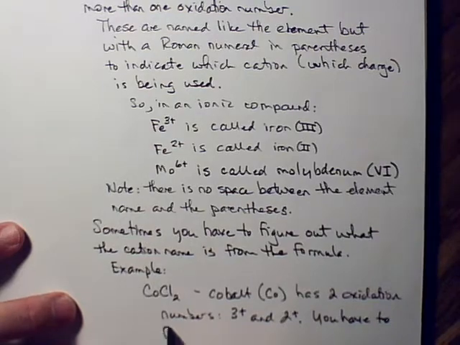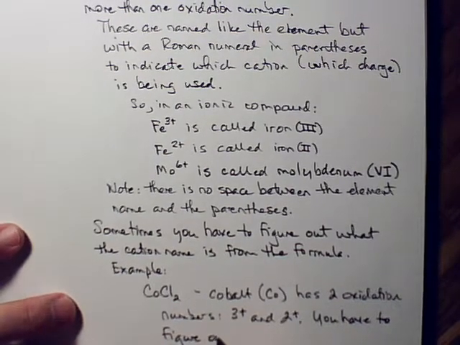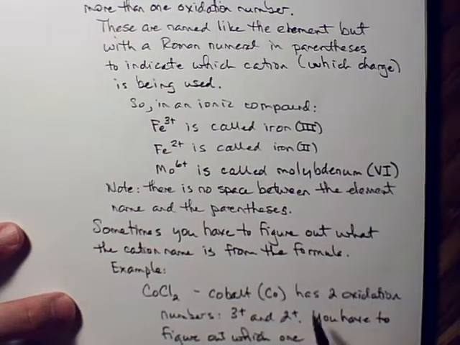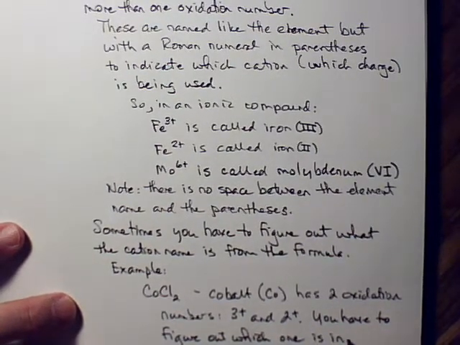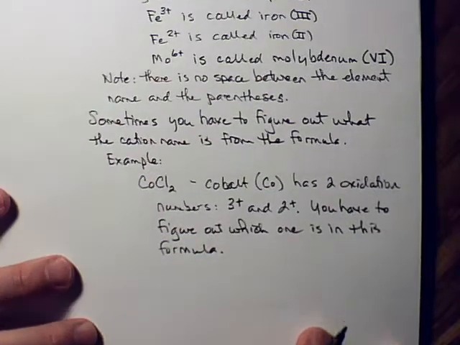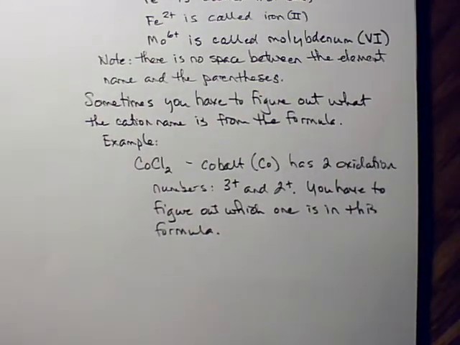You have to figure out which one is in this formula. So, to figure out which one is in the formula, we're going to undo the process we use to write balanced formulas. It's the same thing, just going backwards.